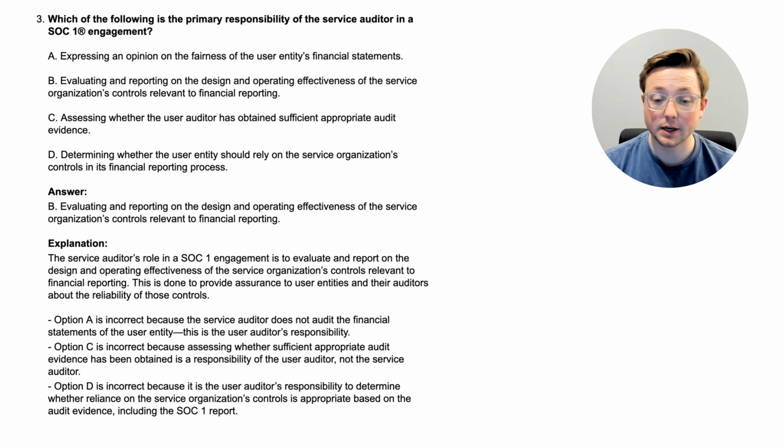Option C is incorrect because assessing whether sufficient appropriate audit evidence has been obtained is, again, a responsibility of the user auditor, not the service auditor. And option D is incorrect because it is the user auditor's responsibility to determine whether reliance on the service organization's controls is appropriate based on the audit evidence, including the SOC 1 report. It's not the responsibility of the service auditor to determine if this is going to be relied on in the user auditor's report. So again, these are some of the things that the service auditor is responsible for, or really not responsible for, when doing a SOC 1 engagement. Now let's go to the next question.